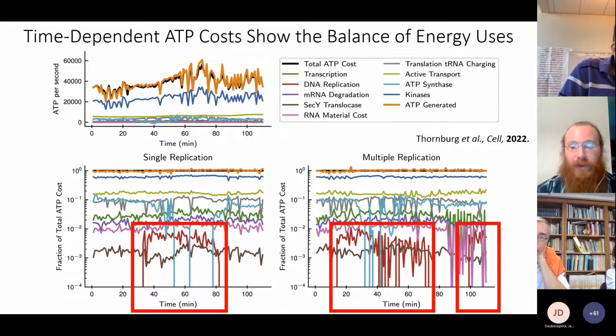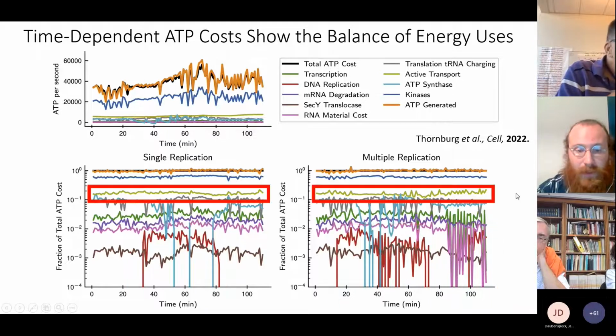And so first I'm going to point out that we can have multiple replication events per cell cycle. So some cells only have one replication event, highlighted by the ATP cost only being present for one period of time. Or some cells in our simulation, we allow them to undergo multiple replication events. And you can see two different ranges where early in the cell cycle we have the first replication event and another round starts later in the cell cycle.